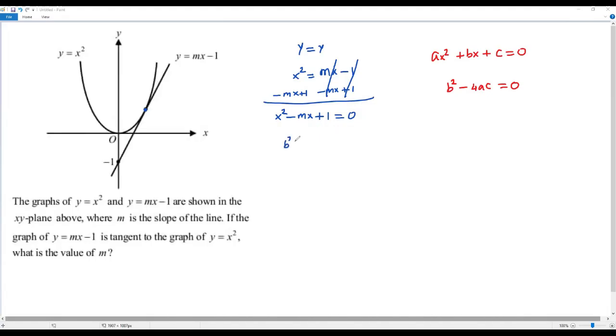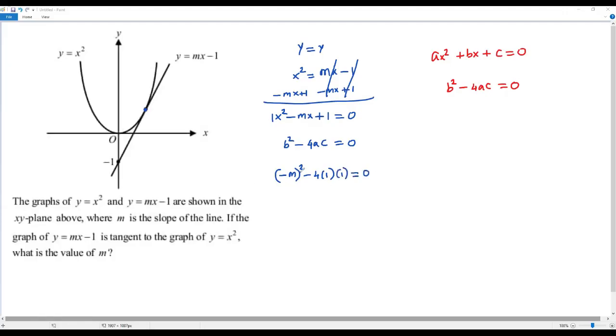Okay, here let me write that, b squared minus 4ac equals 0. Here b is the coefficient of x. In our quadratic equation, the coefficient of x is negative m. We can plug in this negative m for b, then we get negative m the whole squared, minus 4 times a, where a is the coefficient of x squared. In this quadratic equation, the coefficient of x squared is just 1. We can plug in 1 for a, and c is the constant term. Here the constant term is positive 1. We can plug in 1 for this c, equals 0.